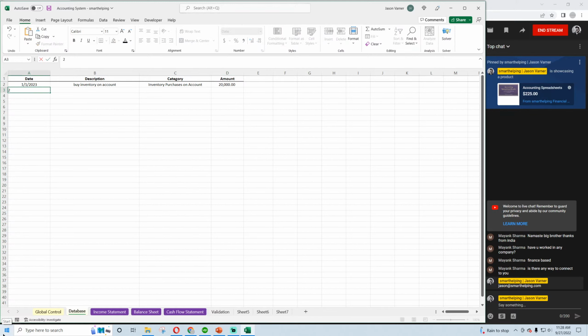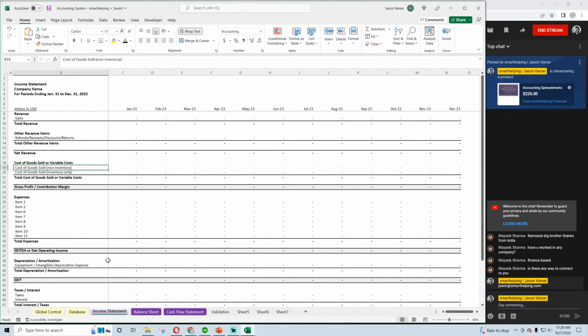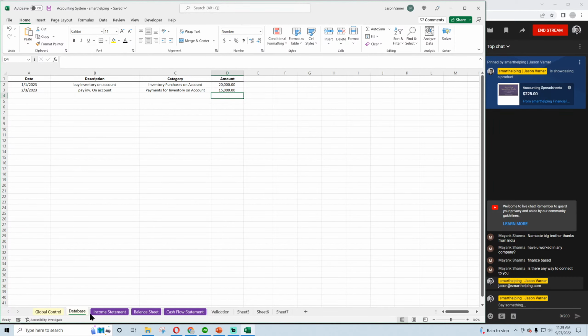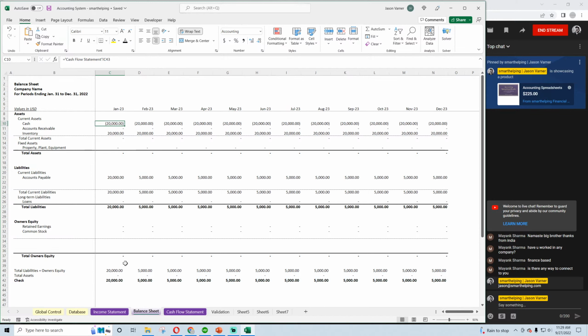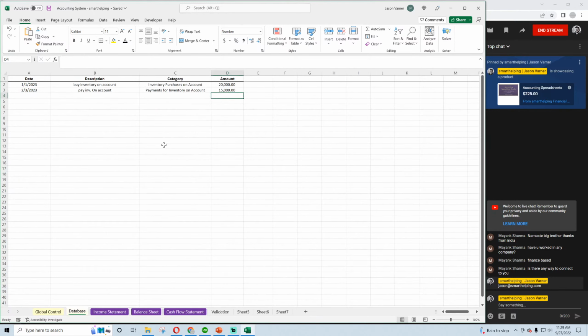Then let's say in February, pay inventory. We're going to pay this off. So we have this item, and let's say we only pay 15,000 of it off. Okay, so let's look at everything. Nothing's happening on the income statement, which makes sense. Balance sheet, I think I figured it out. This 20,000 shouldn't be there because it's on account. You're buying it on account, so there's no cash.